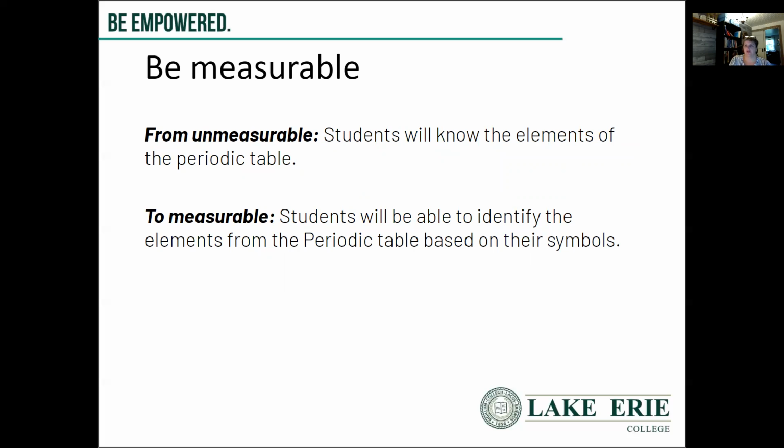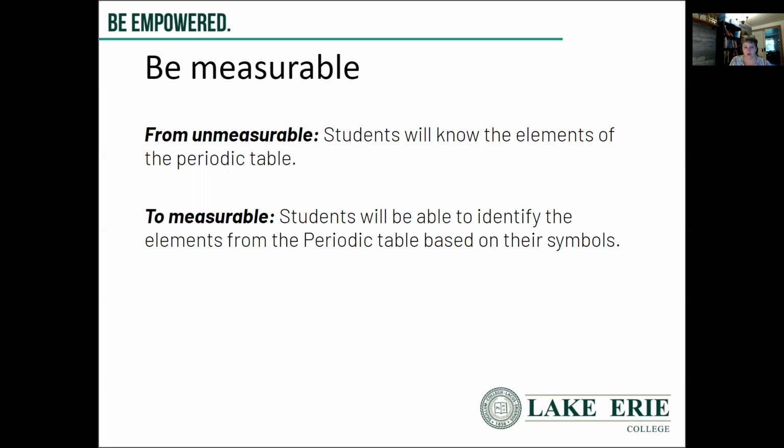The next one is to be measurable. So here's one that would be really hard for me to be able to say whether or not all of the students in my class have met this objective. Students will know the elements of the periodic table. How will they know that, right? I'm not really identifying exactly, is it by naming them? Is it by labeling them? Is it by symbol?